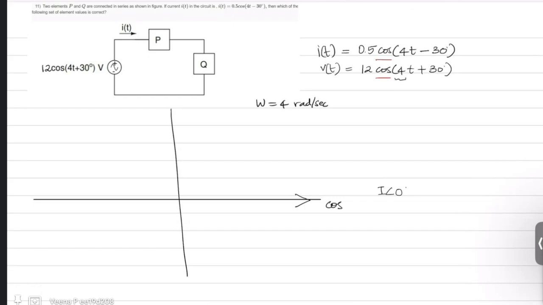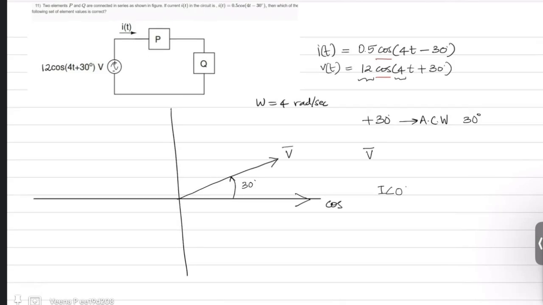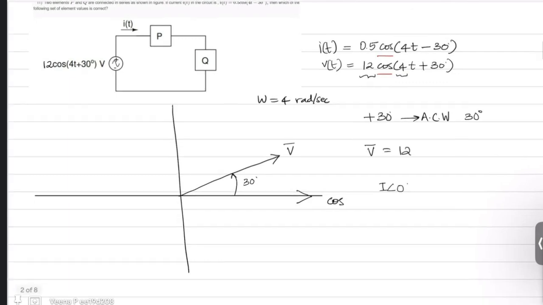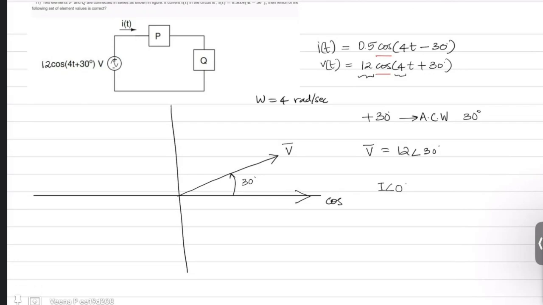So keeping cos as reference, your voltage phasor is 12 cos(4t + 30). It is 30 degree leading the reference because it is plus 30. Plus 30 means you have to move in the anti-clockwise direction 30 degree. So this is your voltage vector. Now its magnitude is 12. You can take the peak value as magnitude, though generally we use RMS as the magnitude. So 12 angle plus 30 degree is your voltage vector.